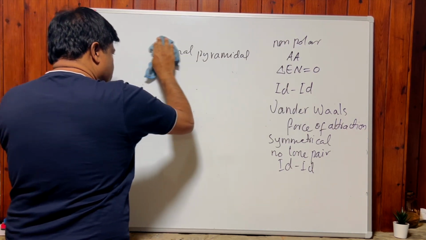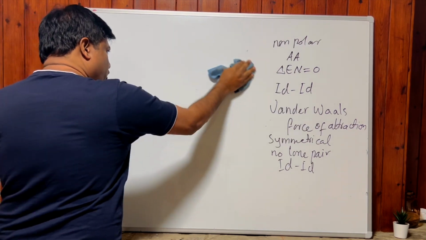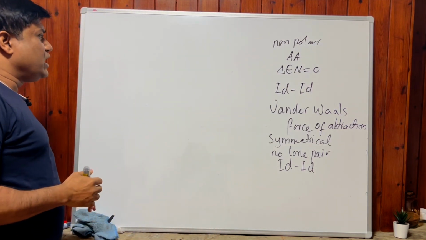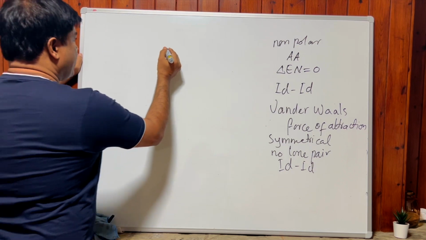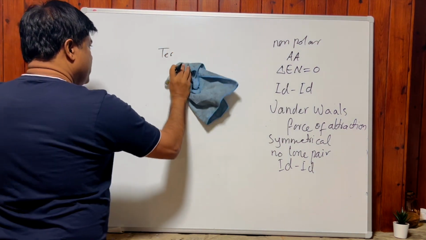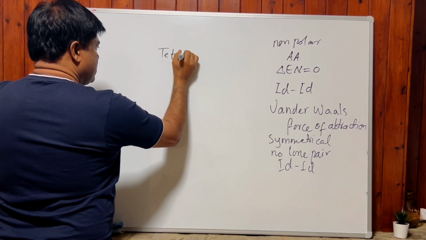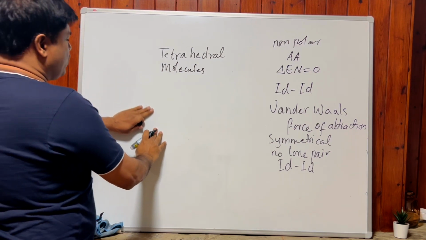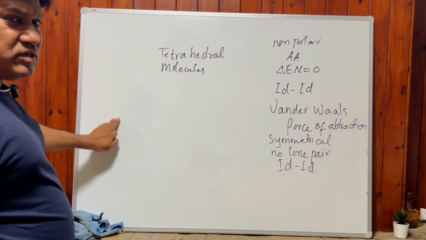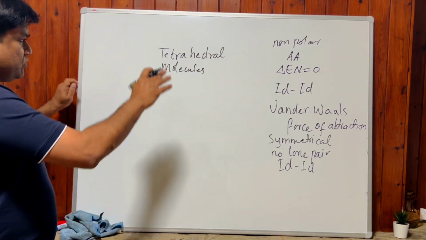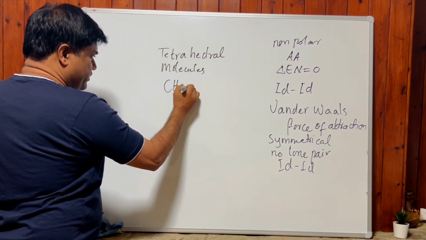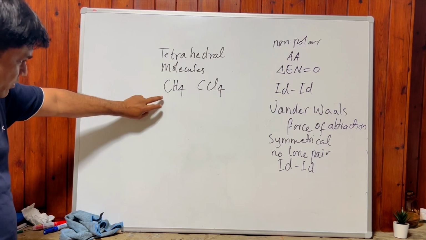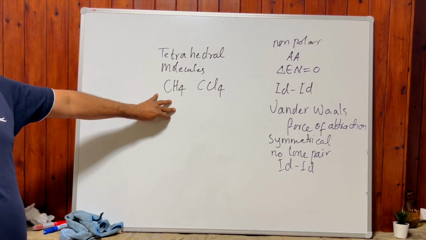Tetrahedral molecule. Non-polar, sir? Yes, non-polar. Tetrahedral, like methane molecule. CCl4 is a tetrahedral molecule. I have given so many examples of tetrahedral molecules, please see my previous videos. Like methane is a tetrahedral molecule, sir? Yes. CCl4 is a tetrahedral molecule? Yes. Carbon is the central atom, from group 4, having 4 bonded pairs of electrons and no lone pair.